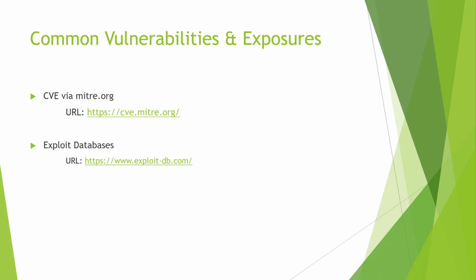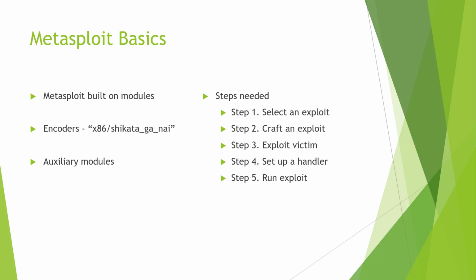So the next part would be some basics about Metasploit, since the goal here is to look at Metasploit itself. First of all, Metasploit is built on modules. Each module gives us certain functionality. For example, there's encoders. Encoders are essentially going to be ways for us to bypass antiviruses. So a very popular encoder is this x86 shikata ga nai, which I can't pronounce at all.